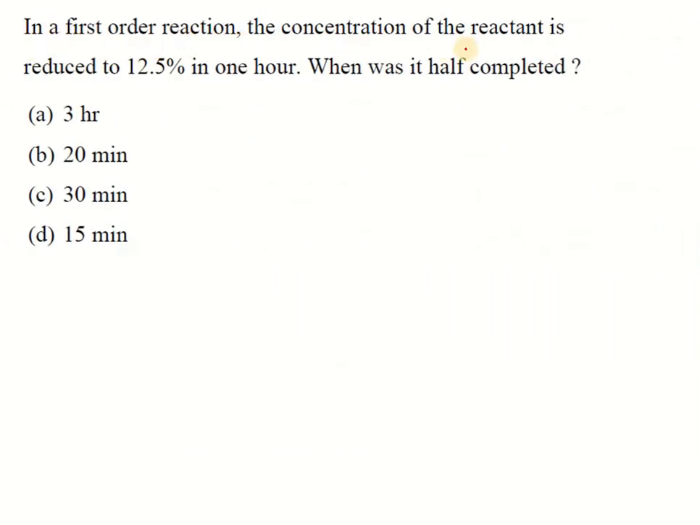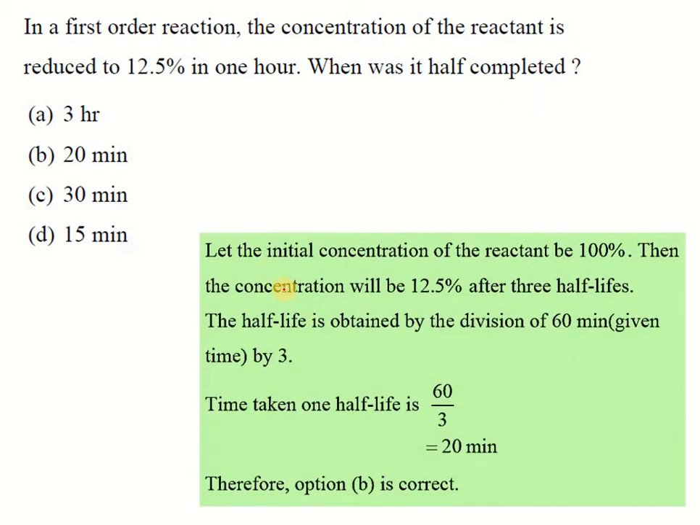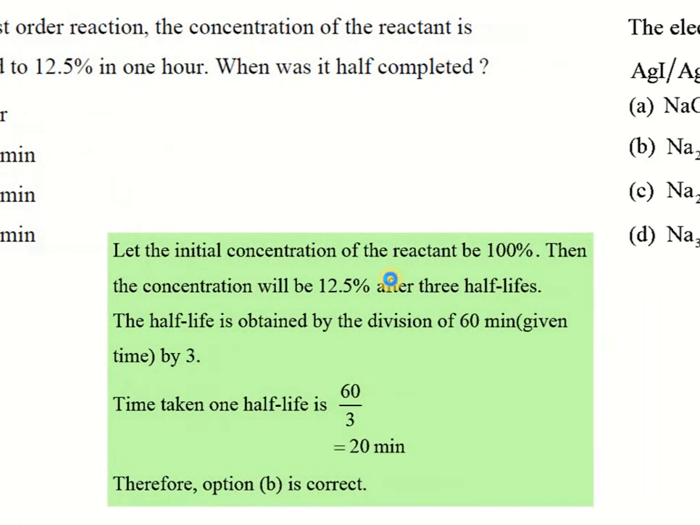In a first order reaction, the concentration of the reactant is reduced to 12.5% in 1 hour. When was it half completed? They have given 12.5% in 1 hour, but they have not given 50%. That means 100% is converted to 50%, then 25, then 12.5. That means the half-life is obtained by dividing the 1 hour, that is 60 minutes, by 3. Then 60 by 3 is 20 minutes. That means 20 minutes, option B, is the right option for this question.